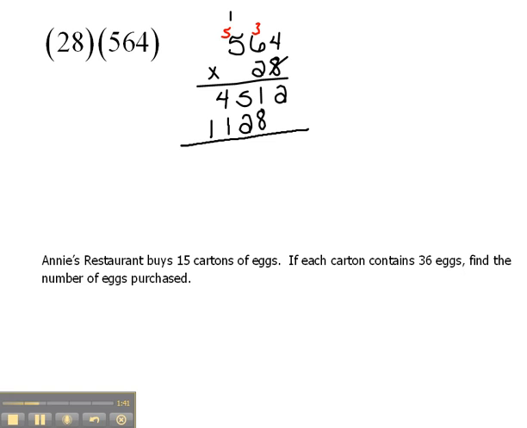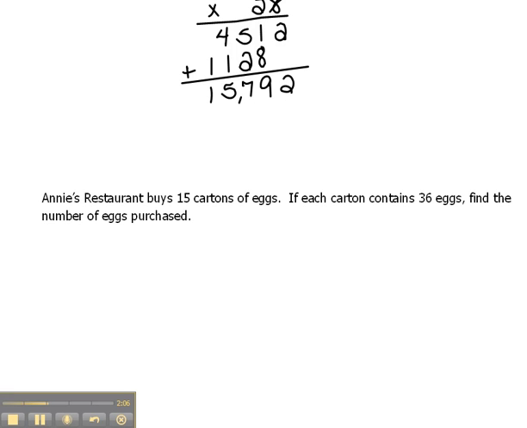Now, because we've kept that nice and lined up, now we can just add. So 2 plus nothing would be 2. 1 plus 8 would be 9. 5 plus 2 would be 7. 4 plus 1 would be 5. And nothing plus 1 would be 1. So our answer there would be 15,792.